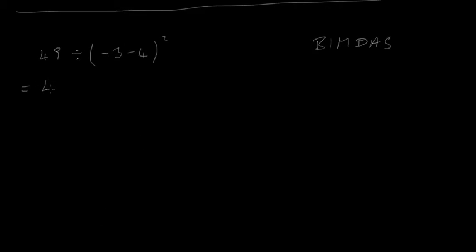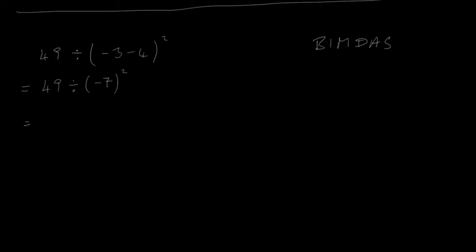So I'm not going to do anything with the 49. I am going to do something with what's inside the brackets, and I'm not going to do anything with that square here yet. Okay, so let's do the brackets here first. I have a minus 3 and a minus 4. So minus 3 minus 4 is just going to be minus 7.